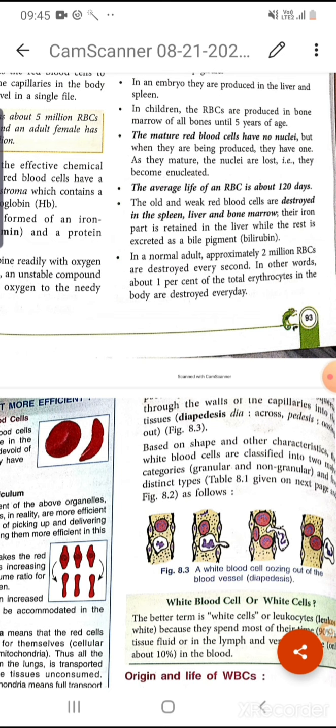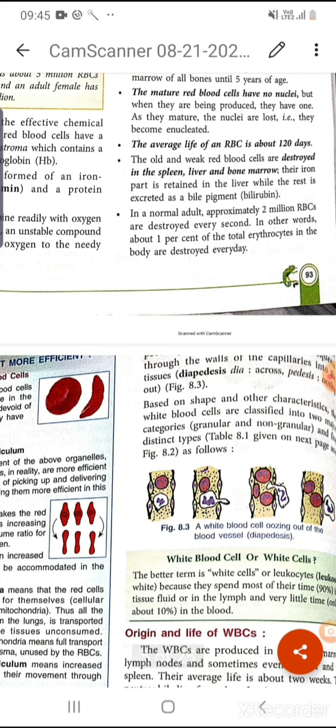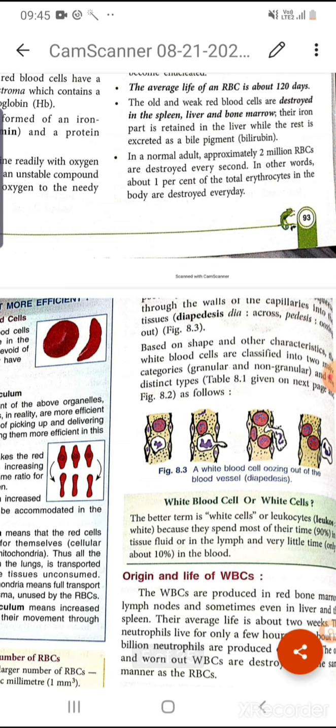Their iron part is retained in the liver, while the rest is excreted as a bile pigment in the form of bilirubin. In a normal adult, approximately 2 million RBCs are destroyed every second. In other words, we can say that about 1% of the total erythrocytes in the body are destroyed every day.